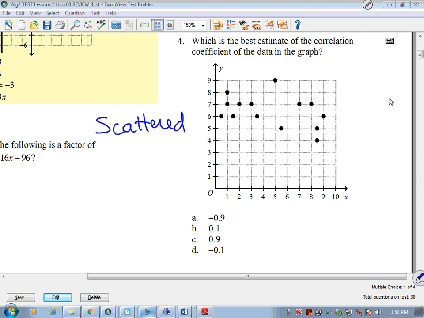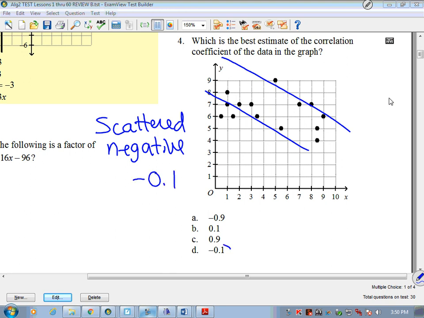And it largely is negative from left to right. Okay? And because it's scattered, we're looking for something along the lines of 0.1. And because it's going relatively down from left to right, we're going to go with -0.1. That's one where a simple answer, a couple of words or a sentence, is fine. I prefer a sentence, where we say the data is scattered and relatively negative, so we're going to use -0.1.